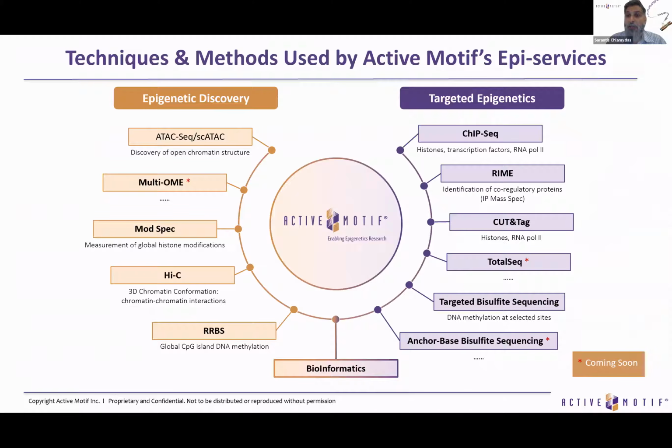We provide end-to-end services for ChIP-Seq, RIME, CUT&Tag, ModSpec, Hi-C, and for DNA methylation, we have RRBS and targeted bisulfite sequencing. Of course, at the level of single-cell biology, we have single-cell ATAC-Seq and single-cell RNA-Seq. Everything supported by bioinformatic analysis.